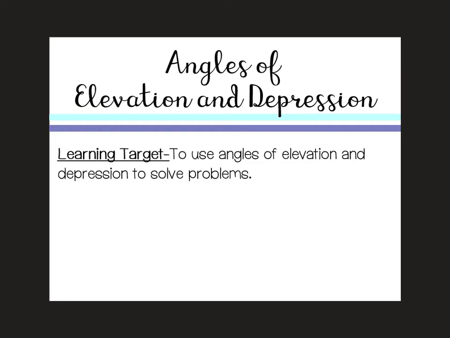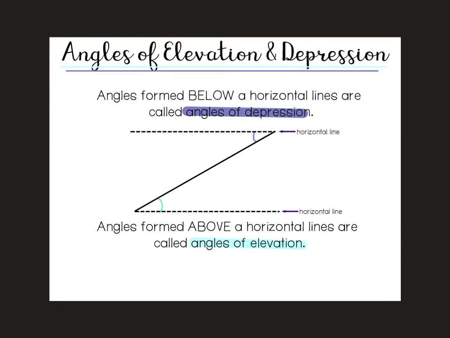This video will learn how to use angles of elevation and depression to solve problems using trig. So angles formed below a horizontal line are called angles of depression. So in this example, this angle right here would be considered an angle of depression.